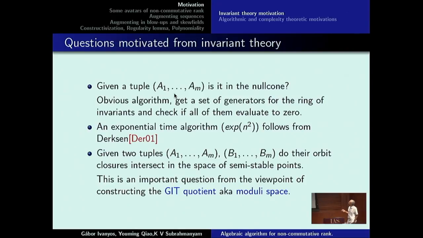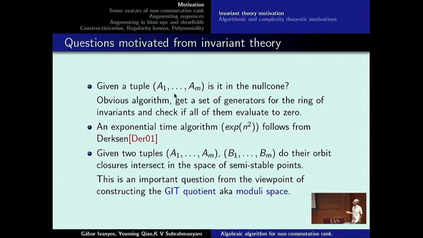So as I mentioned, the question is: is (a1, a2, ..., am) in the null cone? Of course, if you could write down a set of generators for the ring of invariants and check whether all of them evaluate to zero, that gives you an obvious algorithm. So there is an algorithm. If one uses what Dirksen could not talk about due to the power outage, one gets an exponential in n squared algorithm.